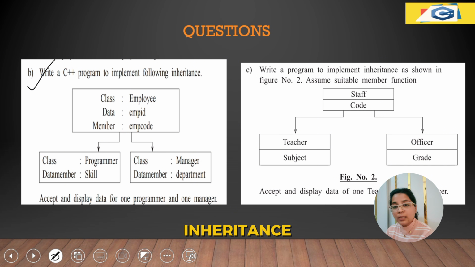Now in inheritance we create objects of derived classes only. You need to remember it. We don't create objects of the base class. We create objects of derived classes. In this we have two derived classes, so we will create two objects. Now moving to the execution of code.